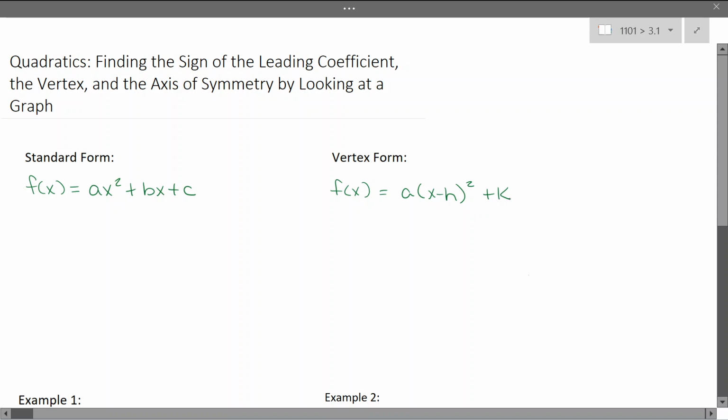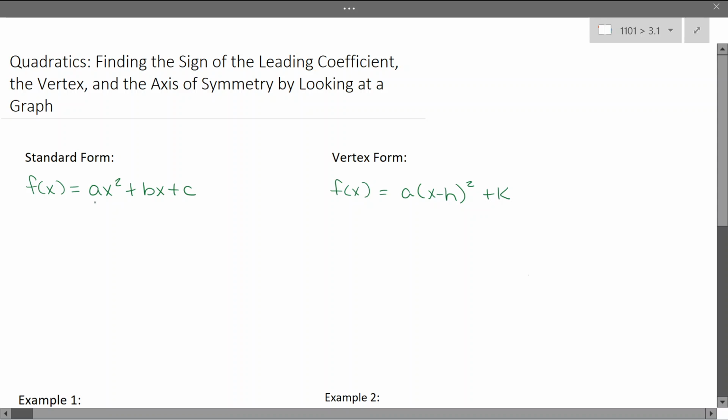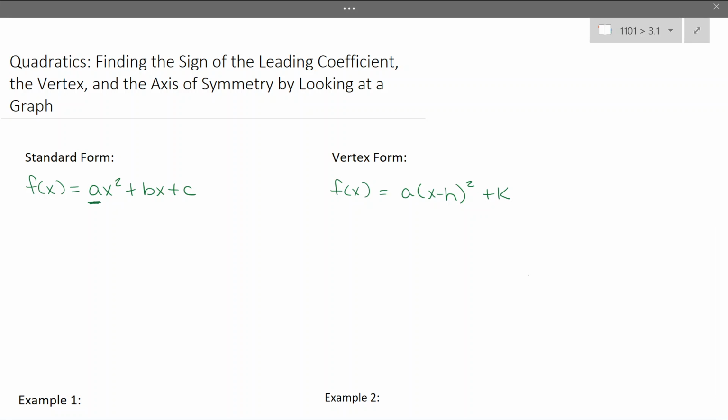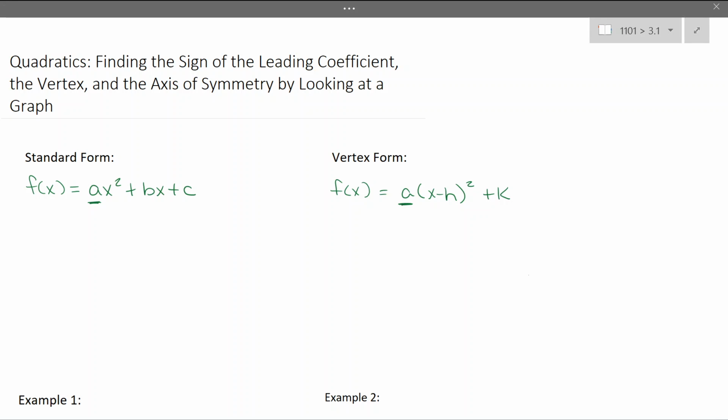Now we can jump into talking about the leading coefficient. The leading coefficient of a quadratic in standard form is always going to be the number in front of x squared. The leading coefficient is always denoted by the letter a. If we look for the leading coefficient of a quadratic in vertex form, again, it's the letter a. It's always going to be the number that is in front of the quantity x minus h squared.